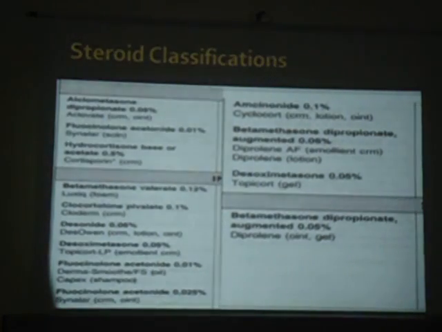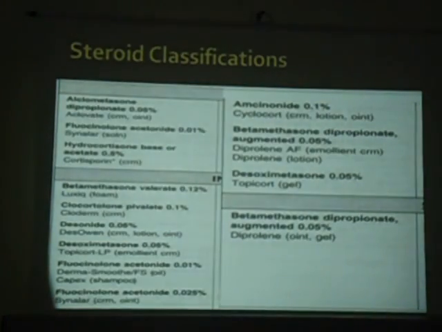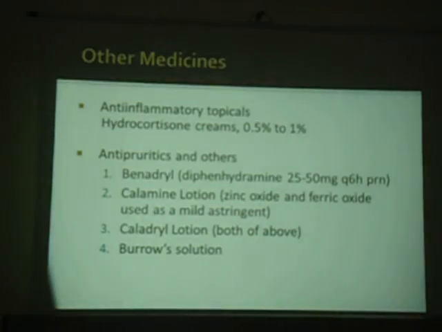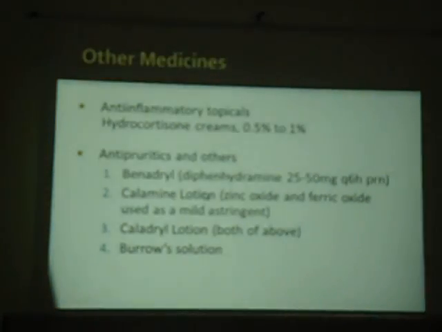Commonly we use steroid preparations for fungal infections, Tinea corporis, Tinea pedis, Tinea inguinalis, involving the nails. In all these conditions we use steroid creams. Other medications, just for completion: anti-inflammatory hydrocortisone creams are there, anti-pruritic calamine lotion, Calatril, both are calamine preparations. Burrow solutions are there, Benadryl, diphenhydramine, which prevents itching. That's why we can use these drugs.